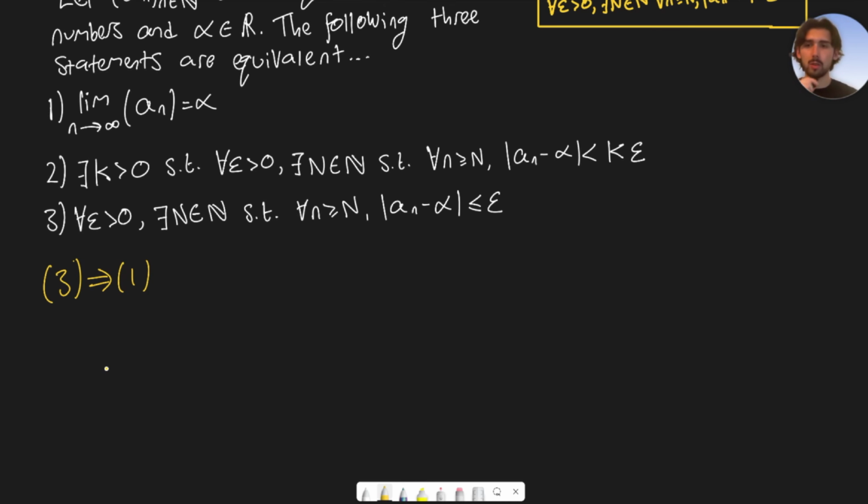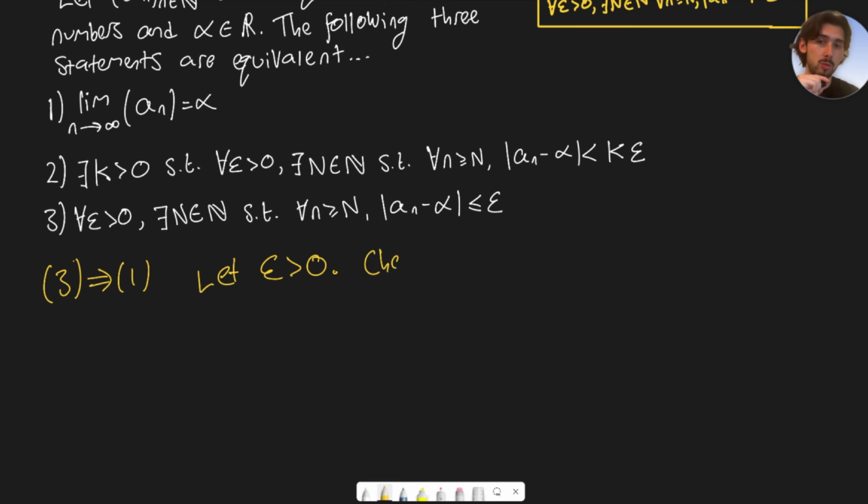So the last part of the proof is proving that statement 3 implies statement 1. So we're going to assume that statement 3 is true. So for all epsilon greater than 0, there exists an n in the natural numbers, etc., such that the distance between an and alpha is less than or equal to epsilon. We're going to assume that that is already true. So we will let epsilon be greater than 0. Again, we don't get to choose what epsilon is. It's true for all epsilon, but because it's true for all epsilon, I can select a specific epsilon, which might get me back to 1.